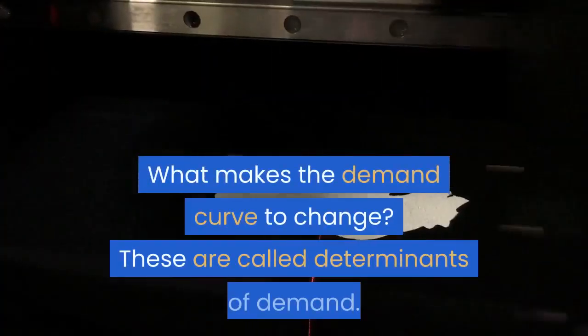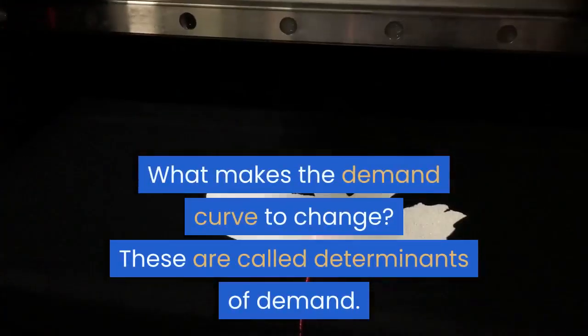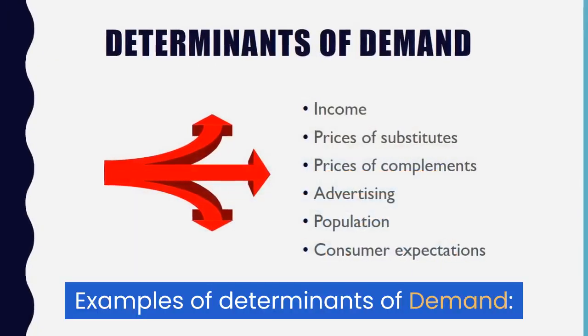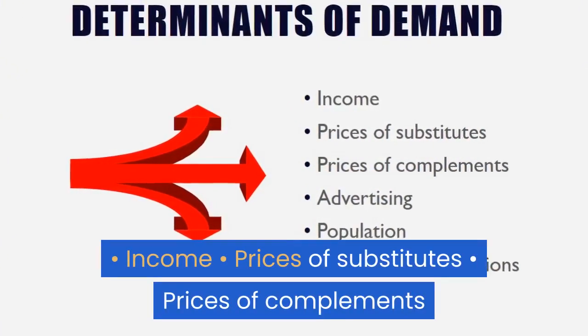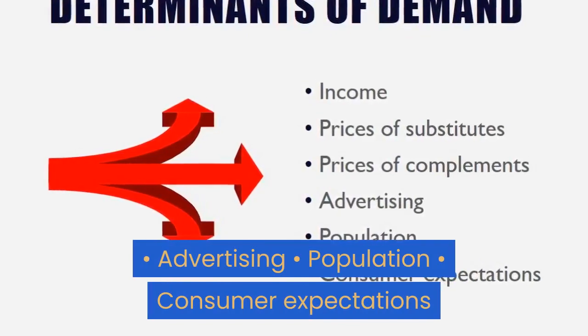What makes the demand curve to change? These are called determinants of demand. Examples of determinants of demand: income, prices of substitutes, prices of complements, advertising, population, consumer expectations.